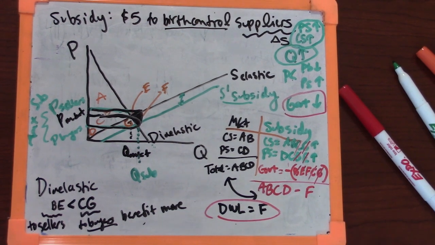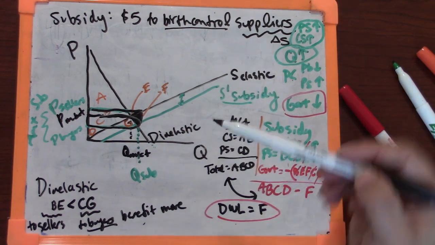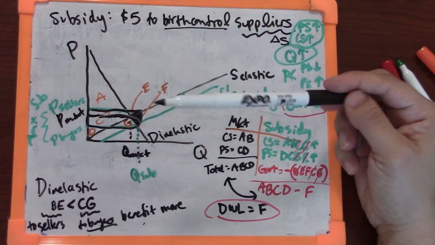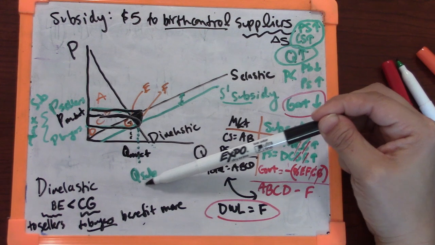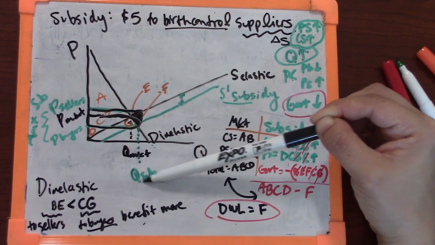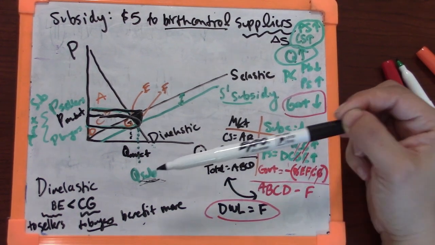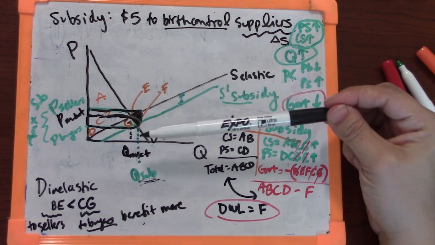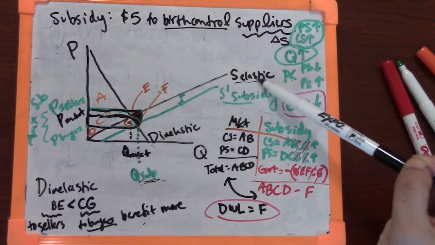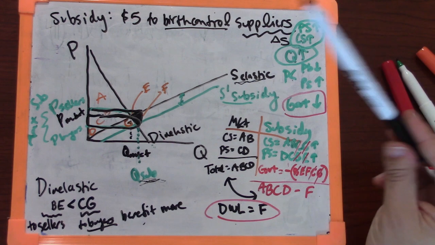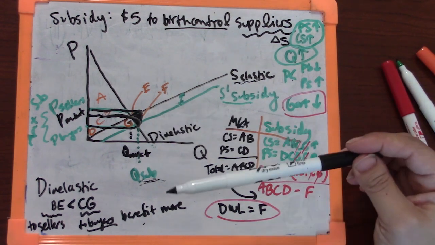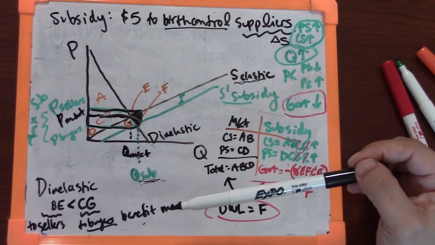The steep curve, the inelastic curve, will benefit more from the policy if it's a subsidy, or pay more to the policy if it's a tax. And that's because the buyers are pretty price insensitive. In order to get them to increase their quantity to this subsidy quantity that the government desires, they have to drop their price a ton, right? Sellers have an easy time cranking out more birth control. Their price doesn't have to go up much in order for them to produce that quantity.